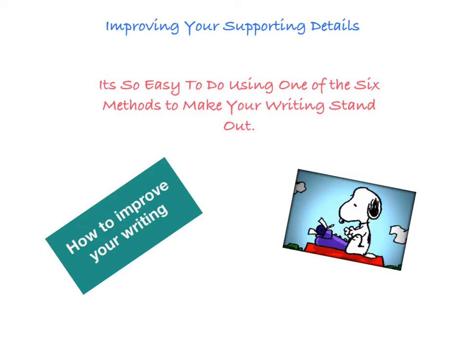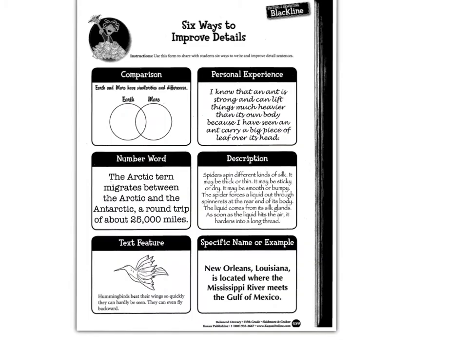You should see how important the middle really is by now because of all the time we've been spending on it. And what we're going to do today is really going to help make your writing stand out. So let's take a look at the six different ways that you can use to improve your details. I love this chart because not only does it tell you what you can do to improve your writing, but it gives you an example of what each one is. So you can help relate that back to your own writing.